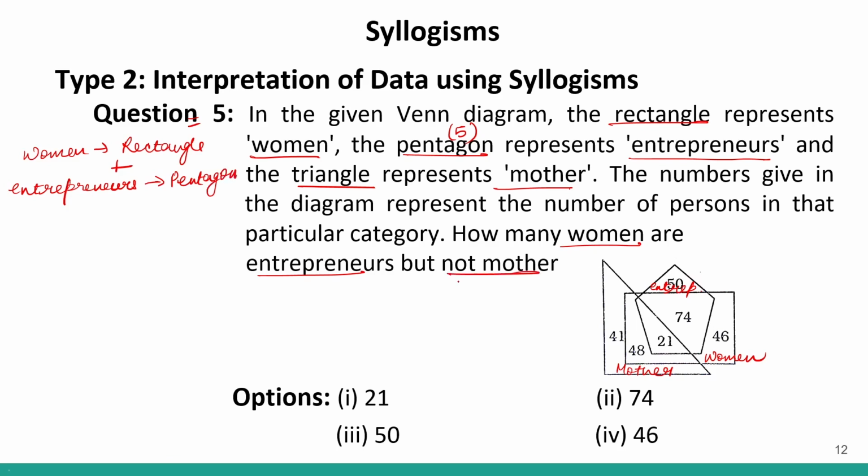But they should not be mothers. Not mothers basically means that they should not be overlapping with triangle. We don't have to see them overlapping with triangle.